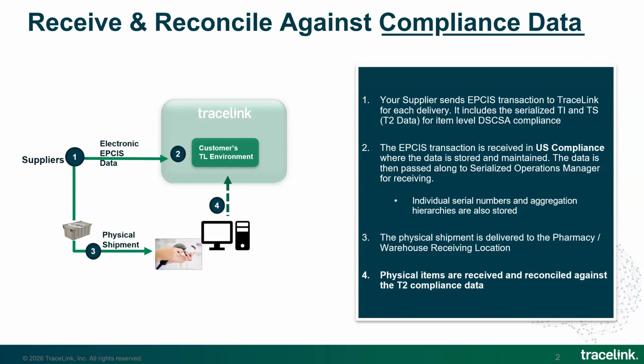And in both cases, we maintain the different serial numbers and the aggregation hierarchies that came in from the supplier. The physical product is going to then arrive at your pharmacy or your warehouse receiving location, and then your team is going to perform that process of receiving and reconciling the information or the serial numbers that you received. And I think the key thing here is you're going to be reconciling it against the T2 file or the T2 data, which is the compliance data.